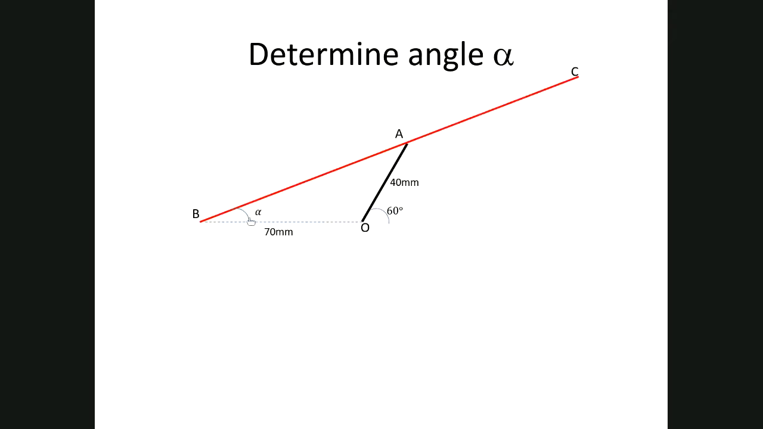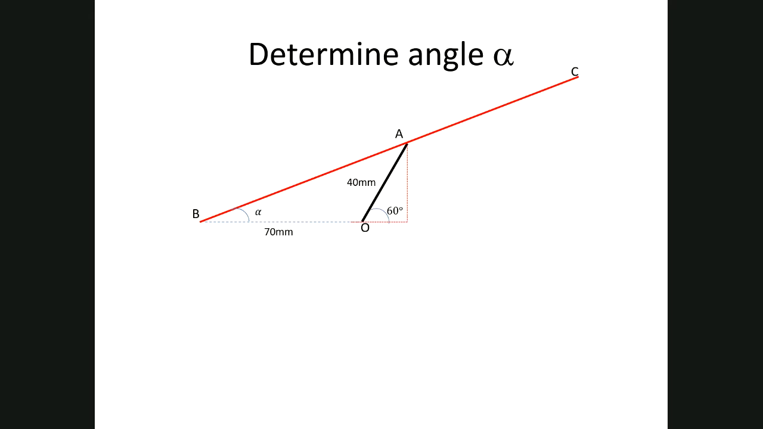The first thought is, well, I've got two lengths and the angle between the two lengths, so I could work out length AB. Then I've got three sides and one angle so I can work out the second angle. But there's actually a faster way to do it, which uses Pythagoras' theorem. To use Pythagoras' theorem, we take this line OA and create a right-angled triangle using that as the hypotenuse.